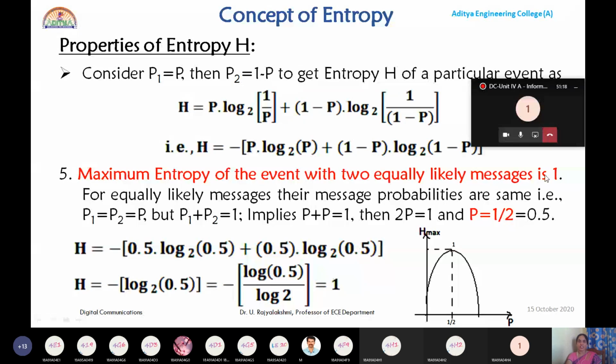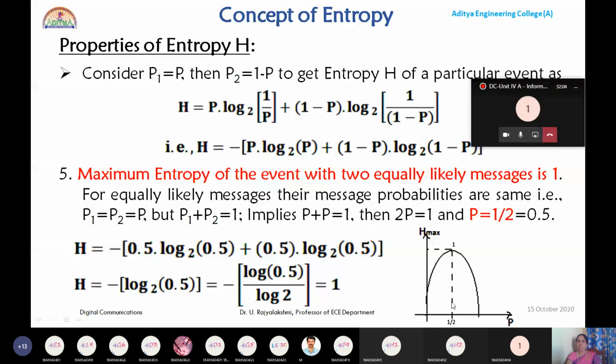Actually, I have shown it with red color. So that is the fifth property, maximum entropy, and the proof for this is what is shown in black color. So maximum entropy of the event with two equally likely messages is 1 and that occurs at p equal to 1 by 2. You can analyze the same by using the characteristic shown here. In this characteristic, Hmax is represented with respect to the probability. What is the maximum entropy of this event? For two equally likely messages, it is 1. So that's why I mentioned Hmax as 1, and that occurs at p equal to 1 by 2.